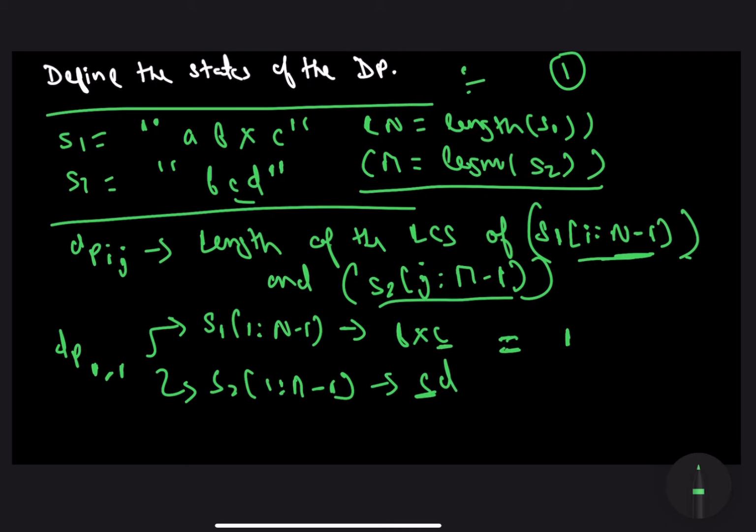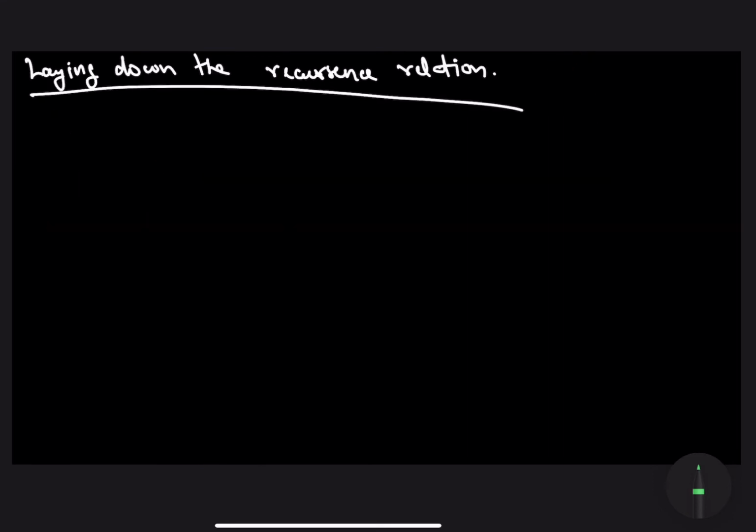In the same way, let's say that we want to compute DP of 2 comma 2. So DP of 2 comma 2 will correspond to the substrings XC and D. So in this case, the answer will be equal to 0 because there is no common subsequence between these two substrings over here. So I hope that the definition of the state of DP is crystal clear. So in the next section, we will try to lay down the recursive relation to solve the states. All right. So this was the second subproblem of solving a dynamic programming problem.